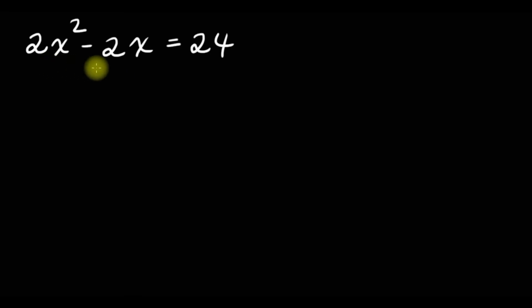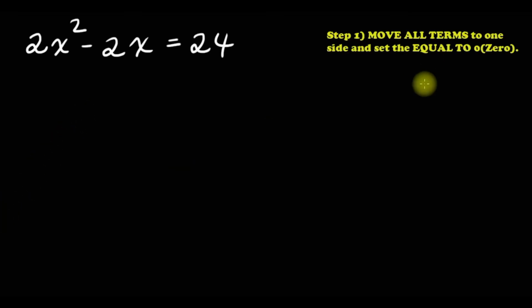We have 2x squared minus 2x is 24. This is a quadratic equation because of the 2x squared. So we're going to solve this quadratic equation by factoring, and we have a four-step procedure of how to do that. So let's go ahead and take a look at step 1. Step 1 is to move all terms to one side and set the equation equal to 0.